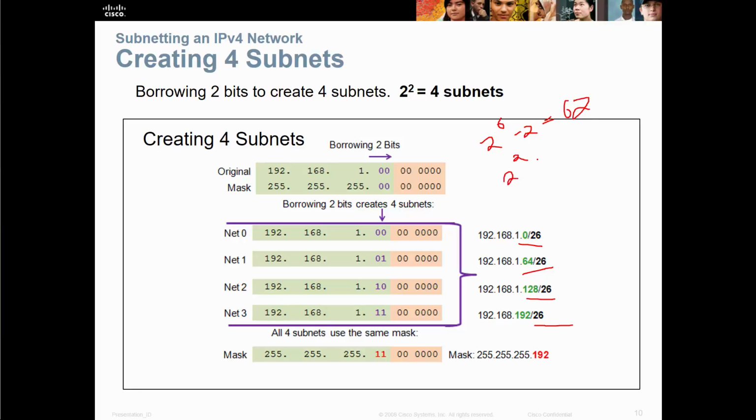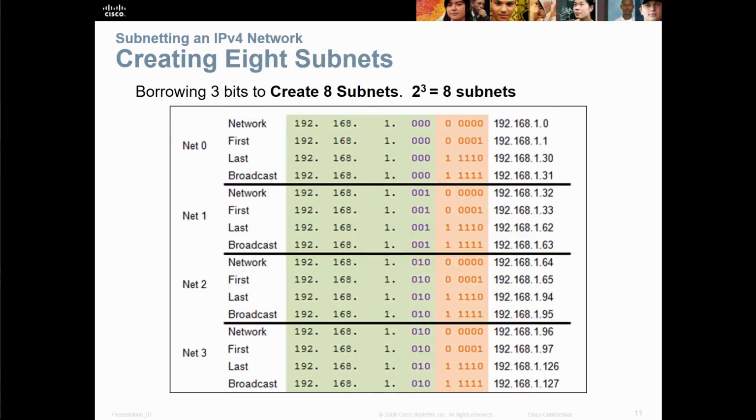How many networks will it yield? 2 to the power of how many bits we're borrowing. We're borrowing 2 bits, so that'll yield us 4 networks. If we want to create 8 subnets, again, we borrow 3 bits. If we look at 2 to the power of 5, that's going to be groups of 32. If we do 2 to the power of 5 and we subtract 2, we're getting 30 addresses per network.